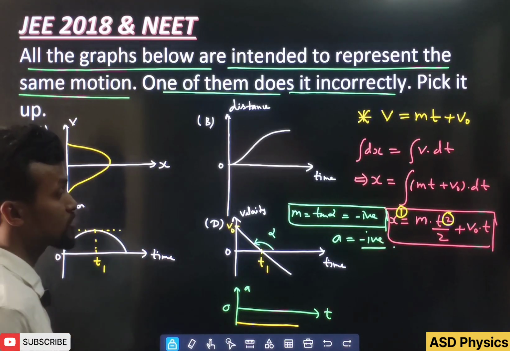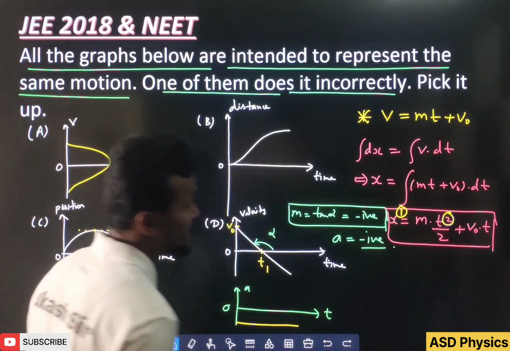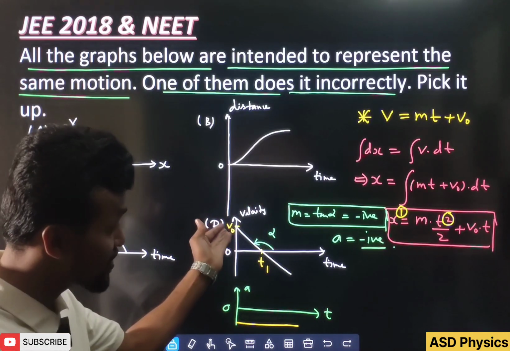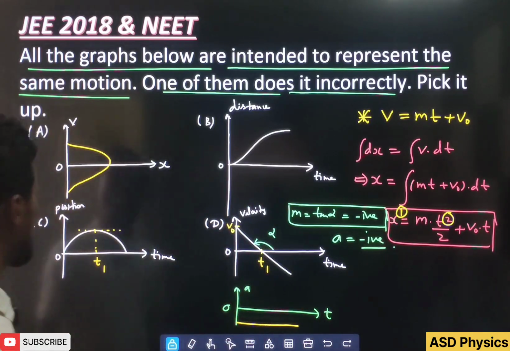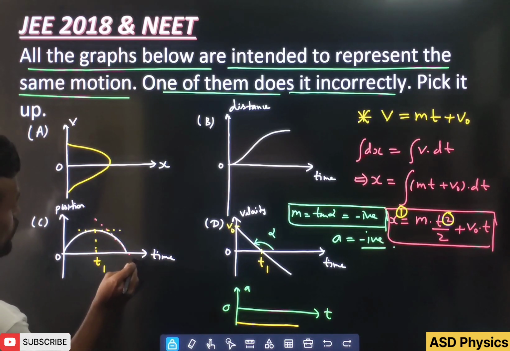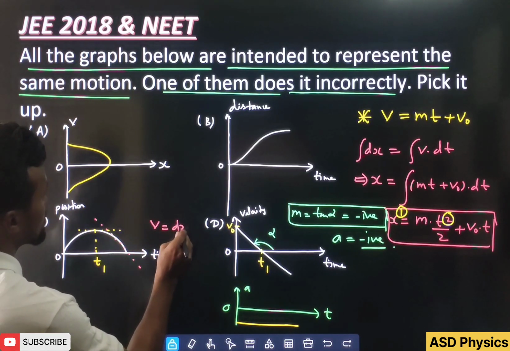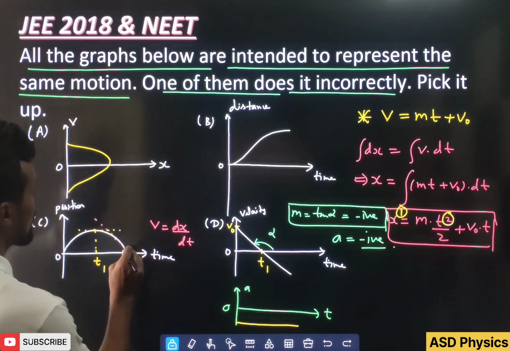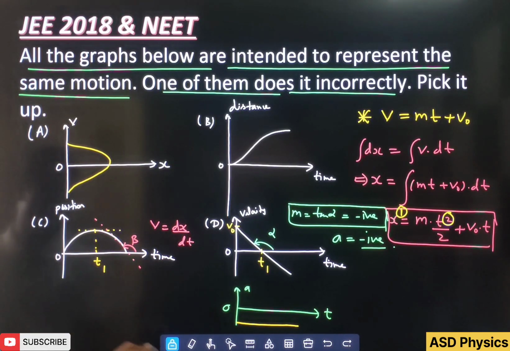After that, students, the velocity is increasing, but in which direction? Velocity is getting negative and more negative. So for that, we have to see the slope, because we know v equals dx by dt. And what is the slope here? You can see the slope is negative, because it is an obtuse angle.